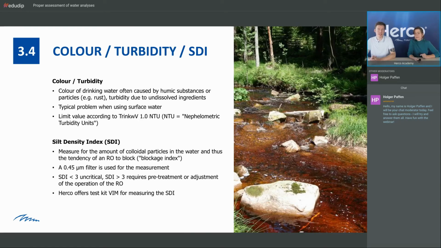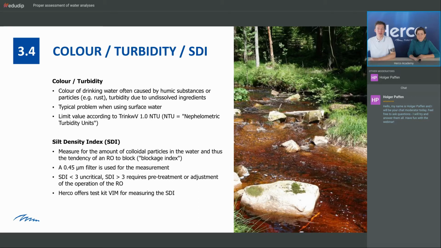The color, turbidity, or the silt density index. The color of drinking water often is caused by humic substances or particles, so there's something inside. And it is a typical problem when we are using surface water, like we see on the right side here, like rivers or seas and things like this. The limit according to the Trinkwasserverordnung, the drinking water regulation or ordinance, is 1.0 NTU.